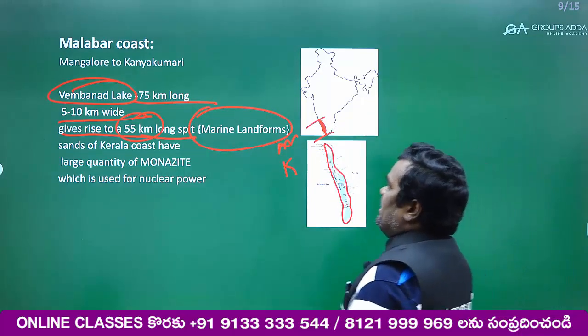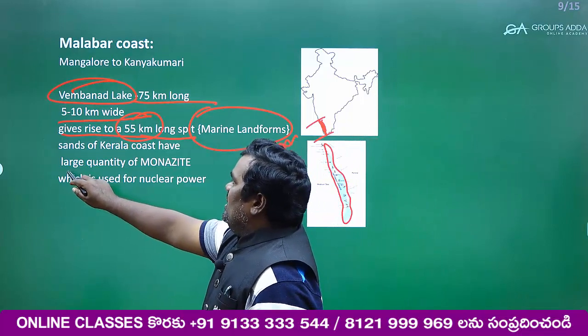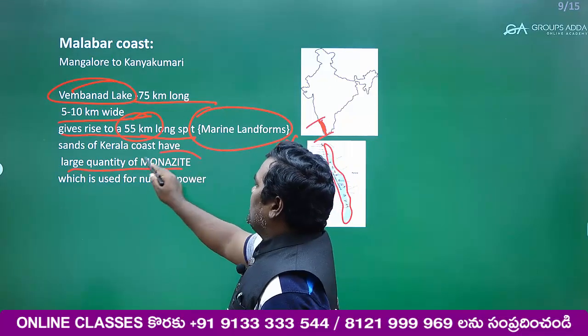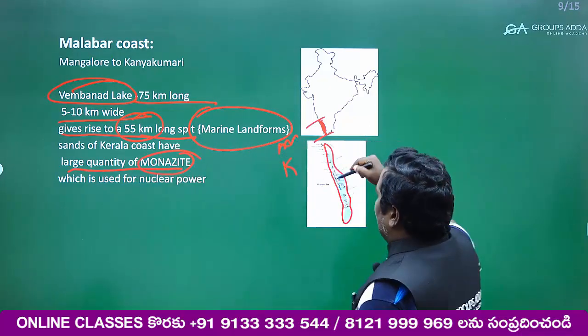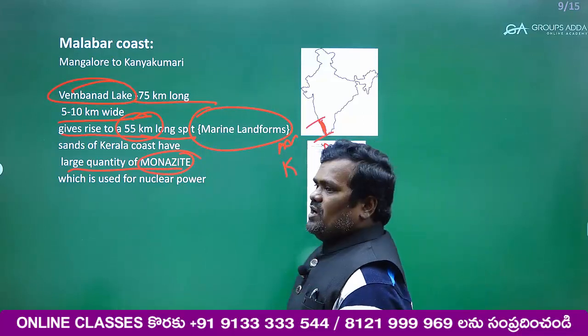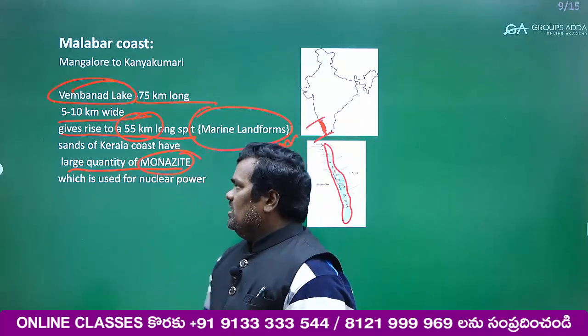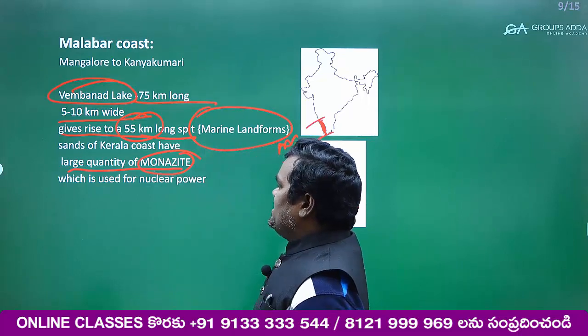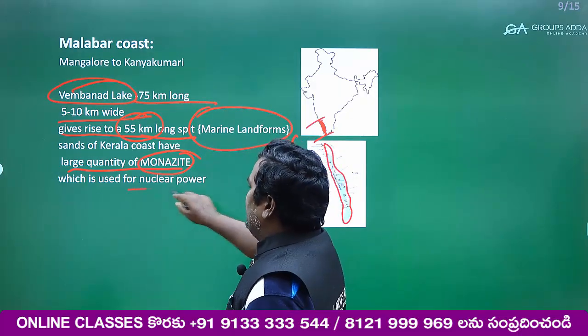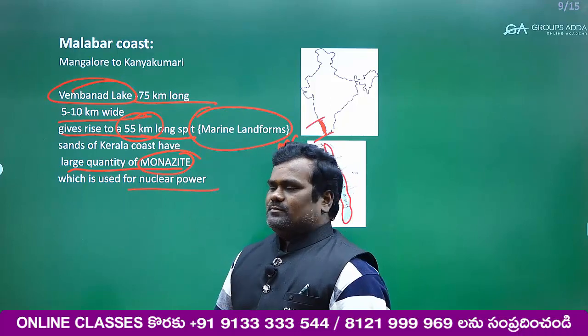Isn't it? Yes, my dear friends. See here, large quantity of monazite is available in this Malabar coast. Okay, this monazite is used in producing nuclear power.